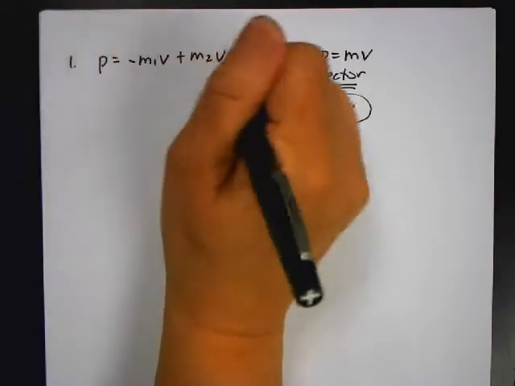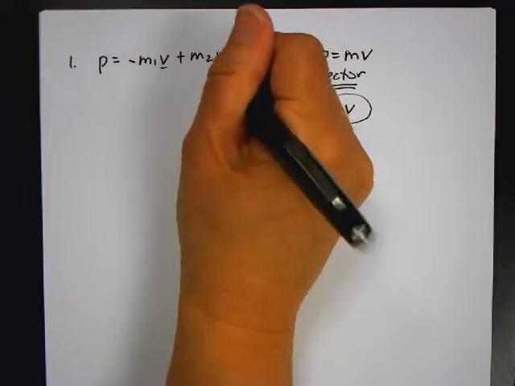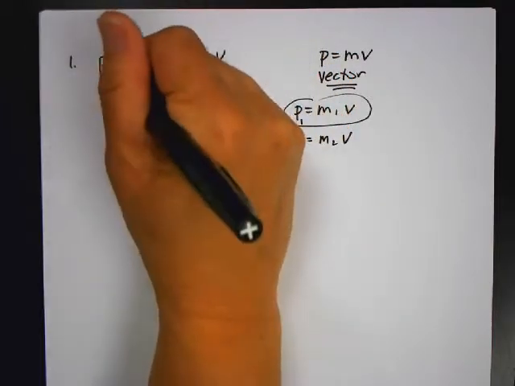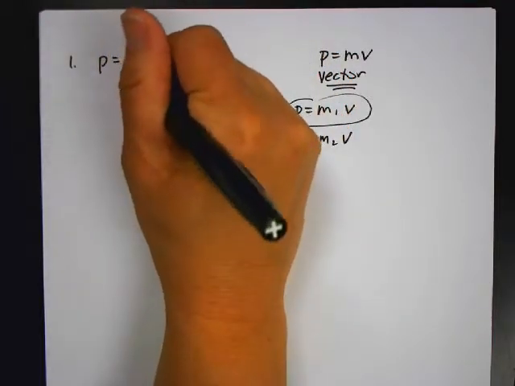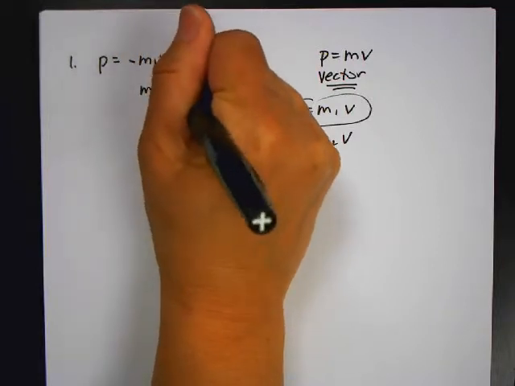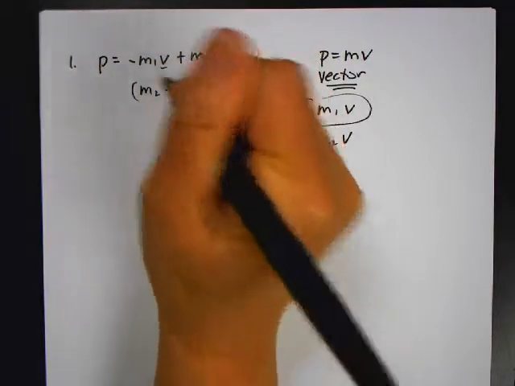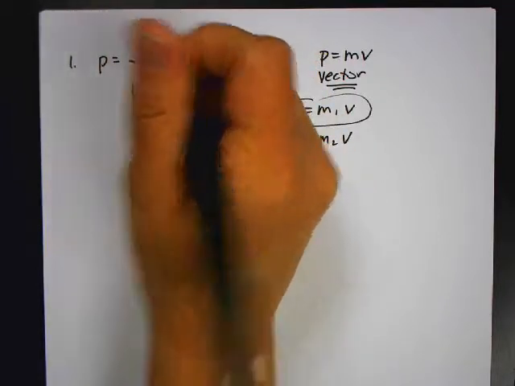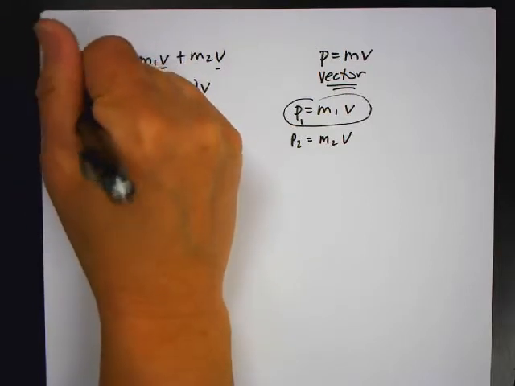But now when I put it all together, because they both have the same velocity, and you look at the choices, you can simplify it and say m2 minus m1 times v is my total momentum. And that's it. So that's choice B.